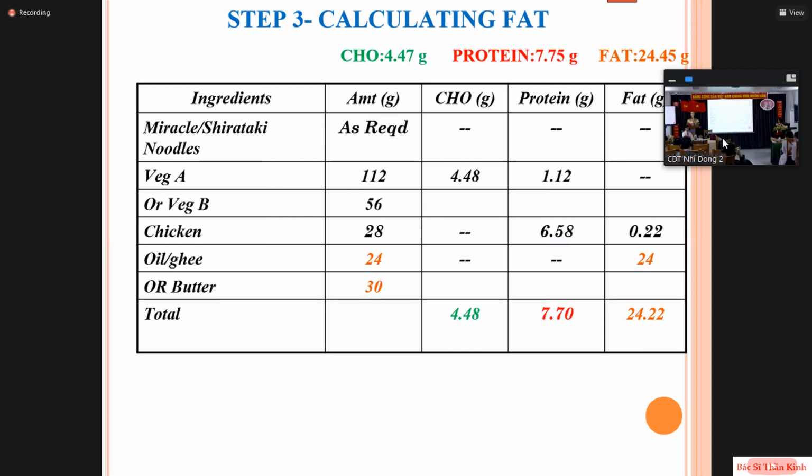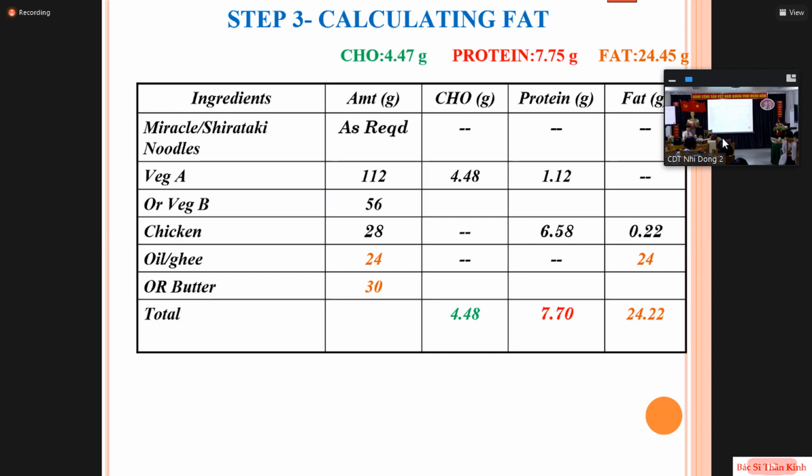Last is the fat calculation. So again, you just have to do the addition because chicken has fat value of 0.22. So you first have to subtract the 0.22 from the 24.45 and you get the value around 24. So you just directly take the value 24 because we again know that 100 grams of oil gives you 100 grams of fat. So 24 plus 0.22 gives you 24.22.